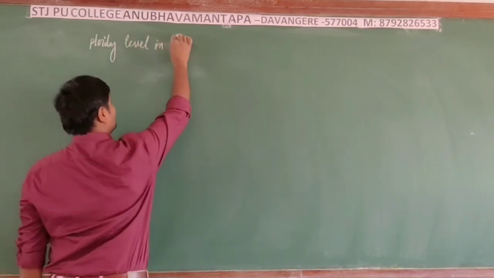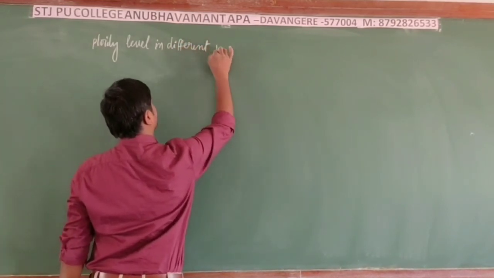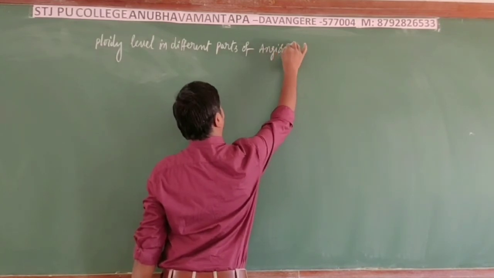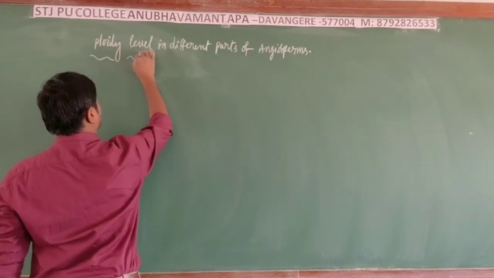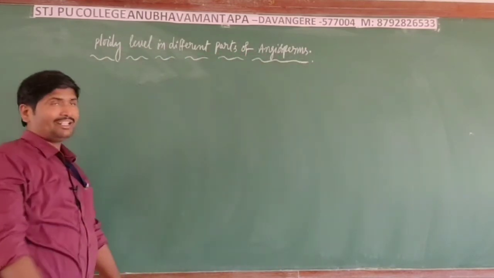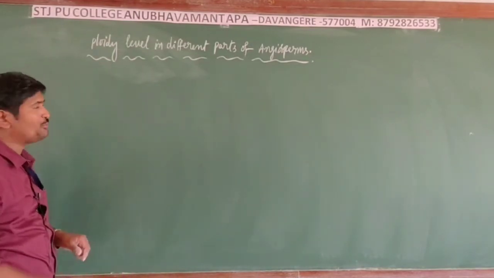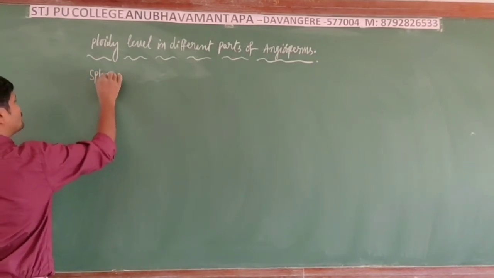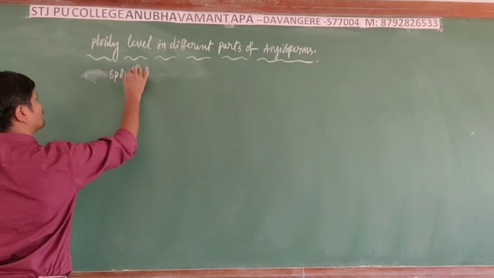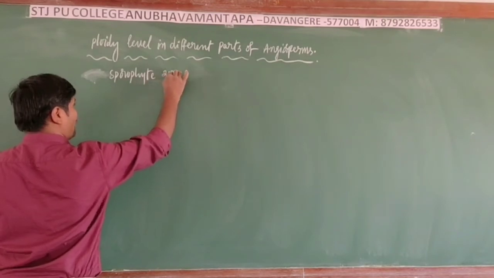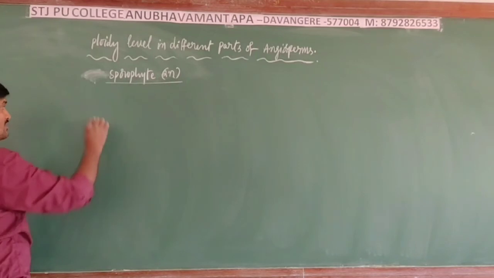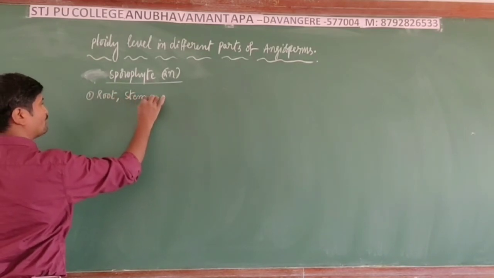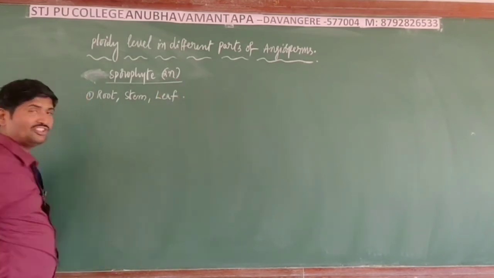The ploidy level in different parts of angiosperms. See here. This is very important for competitive entrance examinations. You know, in angiosperms, the major plant body is a sporophyte. The sporophyte is diploid. What are the major parts of the sporophyte? First, you take root, stem, leaf. These are also diploid.